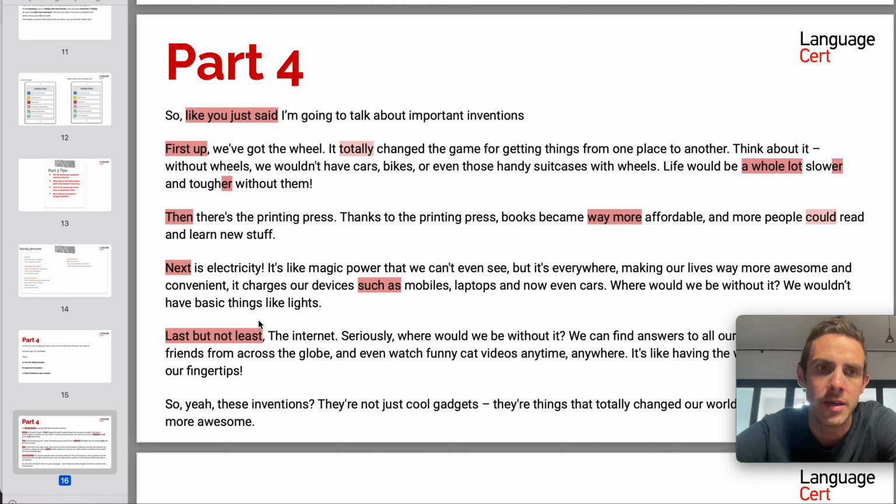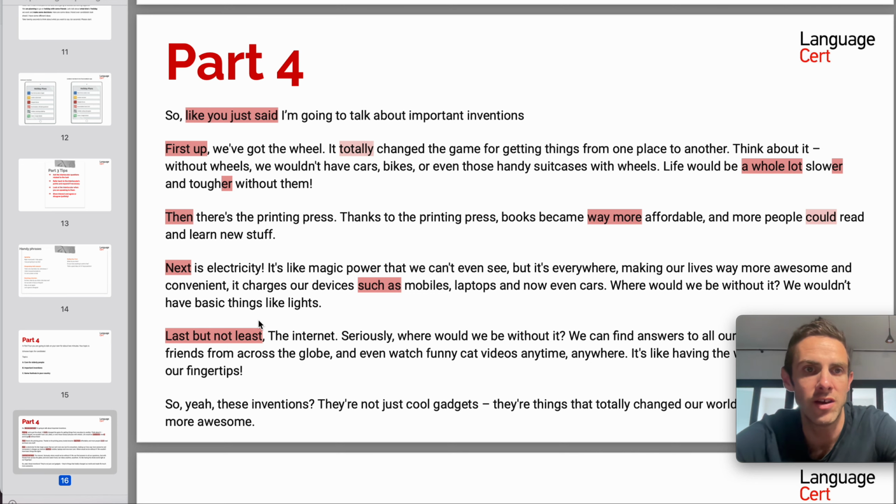Okay, so first up, we've got the wheel. It totally changed the game for getting things from one place to another. Think about it. Without wheels, we wouldn't have cars, bikes, or even those handy suitcases with wheels. Life would be a whole lot slower and tougher without them. Now I'm going to break this first part down for you so you can see some of the really cool vocabulary that I've used in here and why it will enhance your speaking.